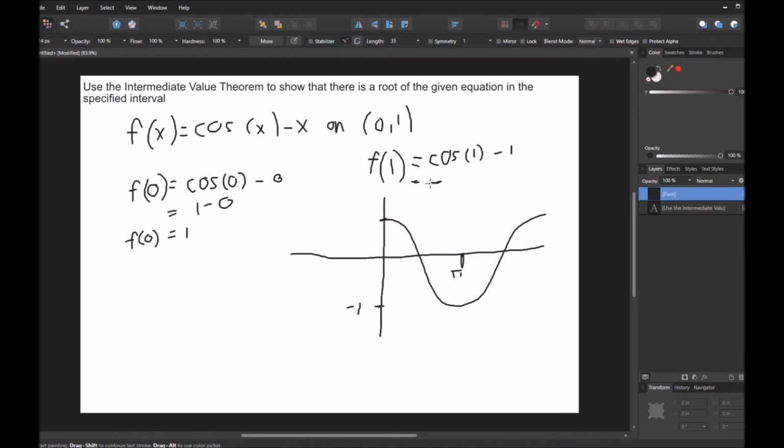Now I don't know exactly what that negative answer is, but just to reinforce this idea, I do have a calculator with me, and I am going to do cosine of 1 minus 1. Cosine of 1 minus 1 is negative 0.45. So we can see now that if f of 0 is 1 and f of 1 is negative 0.45, and this is a continuous function, then by the intermediate value theorem, there has to be some number c in the interval 0 to 1 such that f of c equals n. And there would be a root to this function, so that's how you do that one.